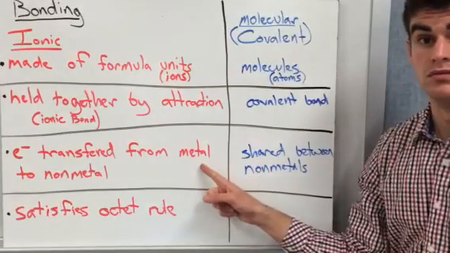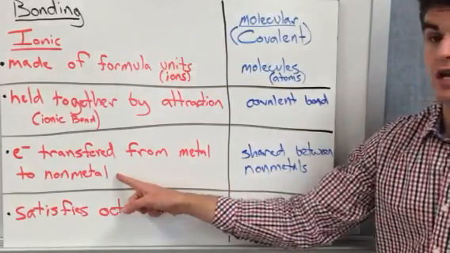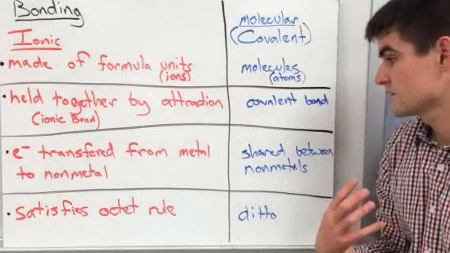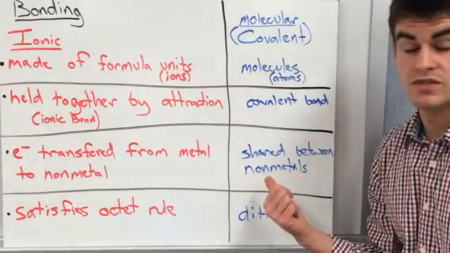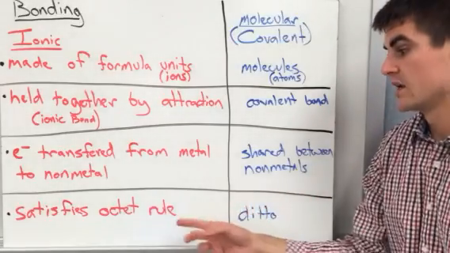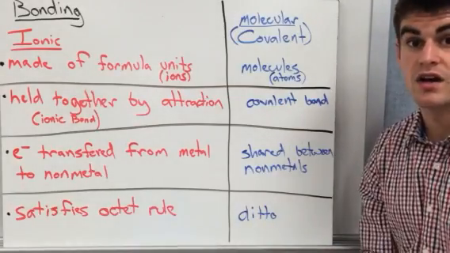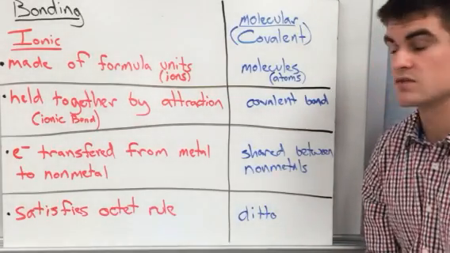So here our metal loses electrons, our nonmetal gains. Well, if I have two things that want to gain electrons, that can't happen. So instead they opt to share. And again, the whole idea is getting to 8. So same thing, satisfy octet rule because octet's stable and stable is happy.